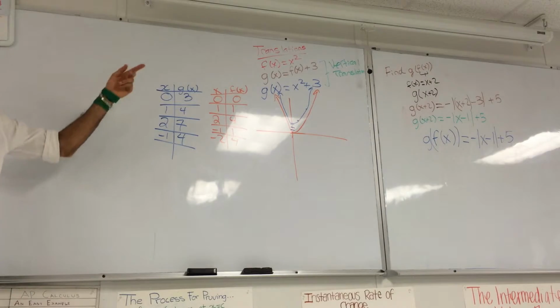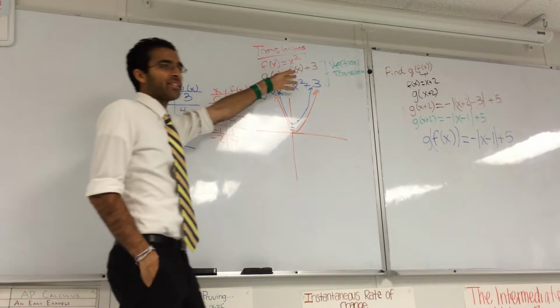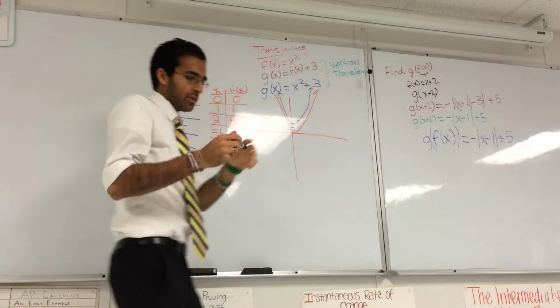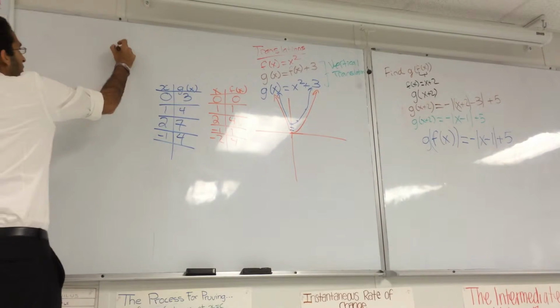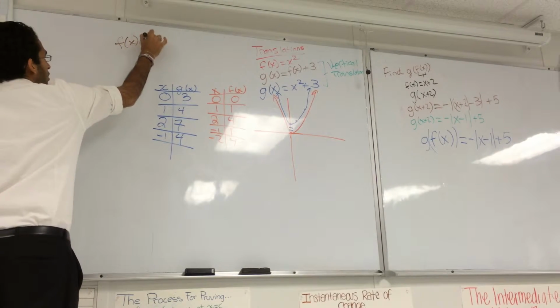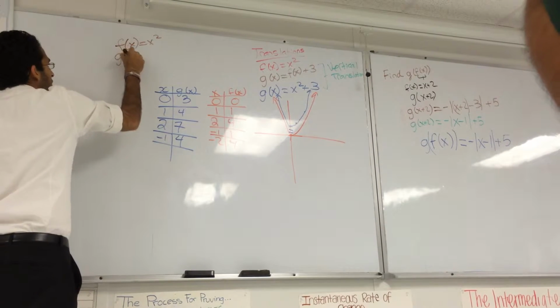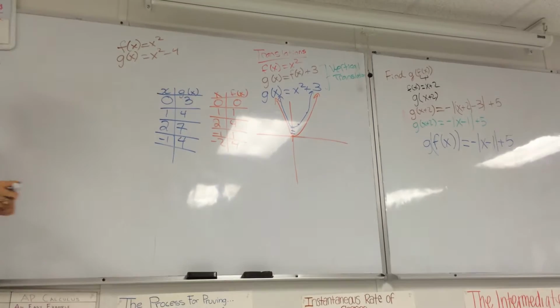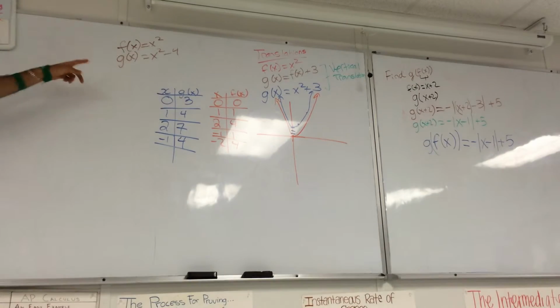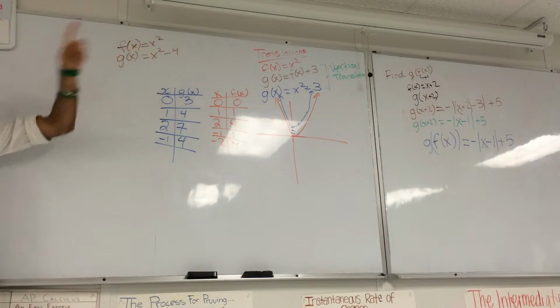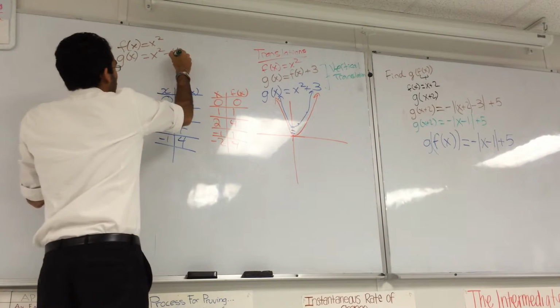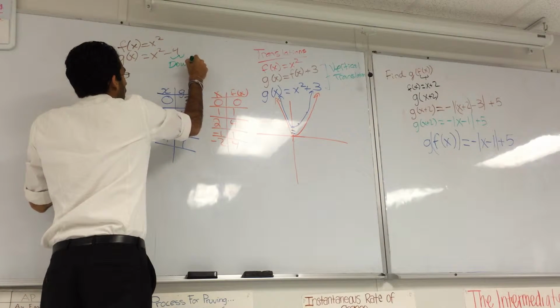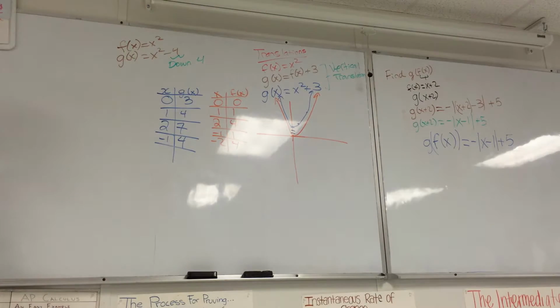So, of course, vertical translations don't always have to go up and down. I could have the following. I could have said f of x equals x squared and g of x equals x squared minus 4. This would still have been a vertical translation, except we would have gone down 4. Questions on that?